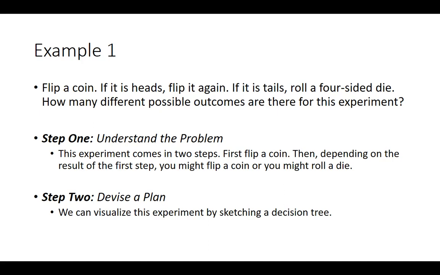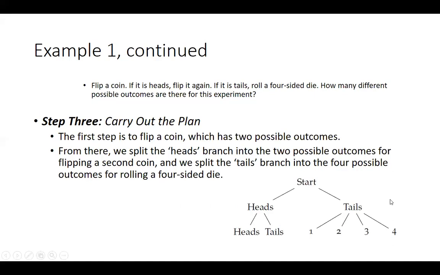Step 2, devise a plan. Our plan is going to be that we can visualize this experiment by sketching a decision tree. So step 3 is carry out the plan. The first step is to flip a coin, which has 2 possible outcomes. So from our start, one possible outcome that we have, a branch of the tree, is heads. The other possible outcome, the second branch of the tree, is tails.